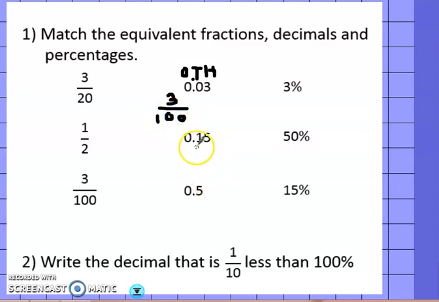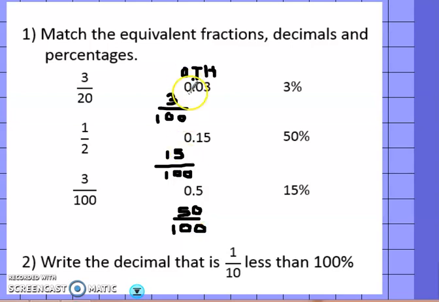Looking at the next one then, we've got 1 in the tenths column and 5 in the hundredths column, so we know that that is 15 over 100. And next here you can see it will be 5 over 10, but if I wanted that to be over 100, then I would have to times them both by 10, which means it would be 50 over 100.